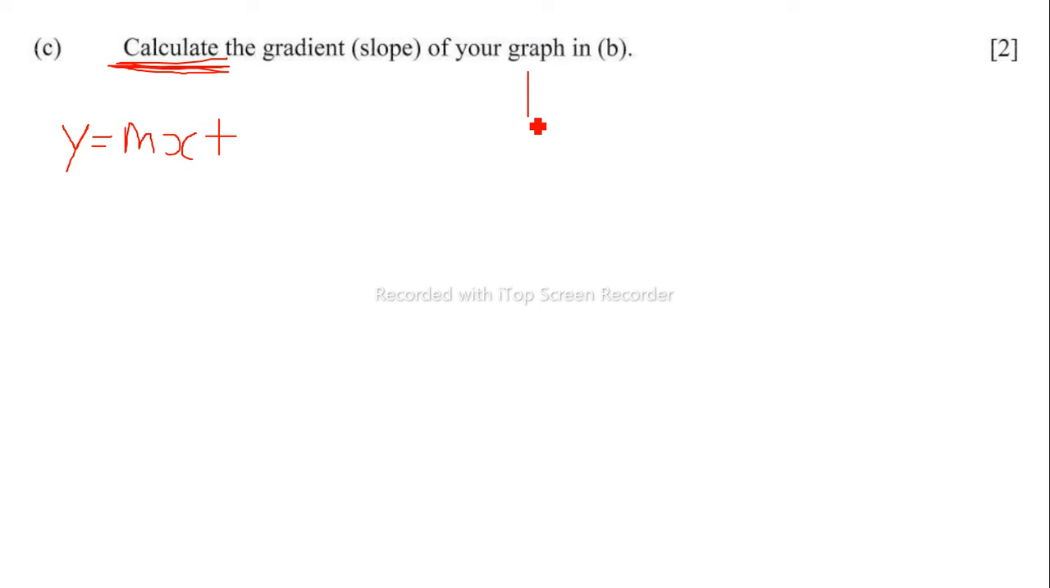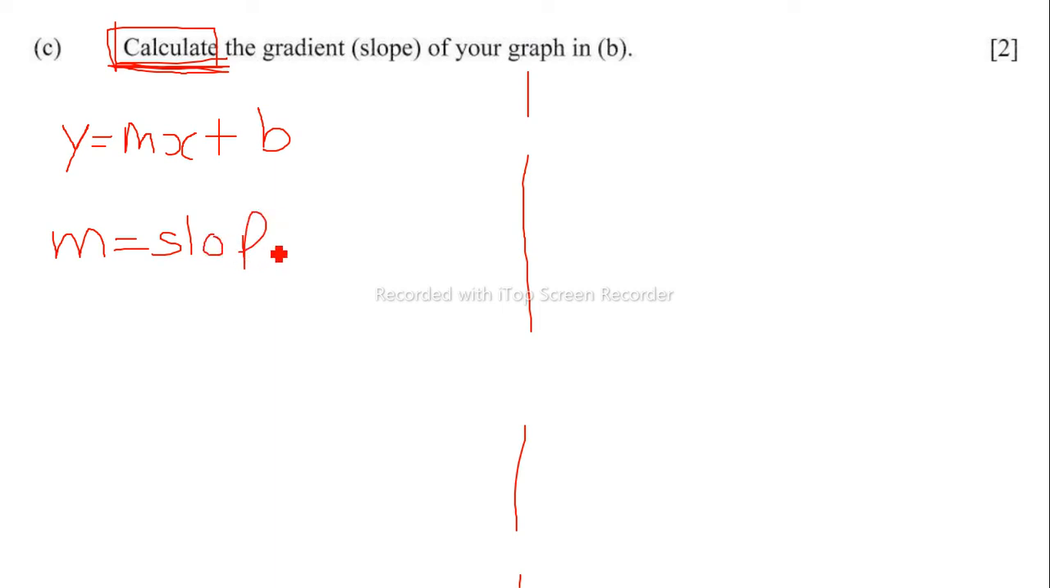We don't have time for that, so I'm going to do it quickly. They say calculate. I didn't even see that. I'm just going to show you how to identify it. So we know that y equals mx plus b is the equation of a straight line graph. We know that m, the number in front of the x, will be the slope.